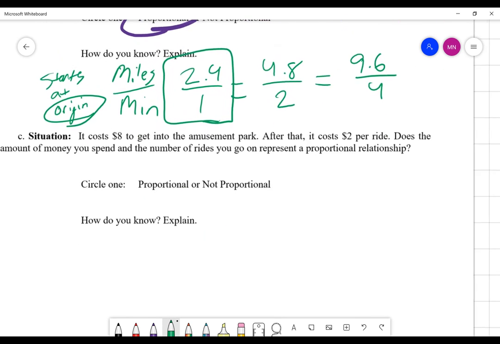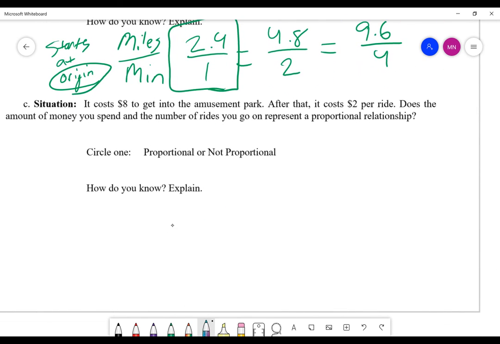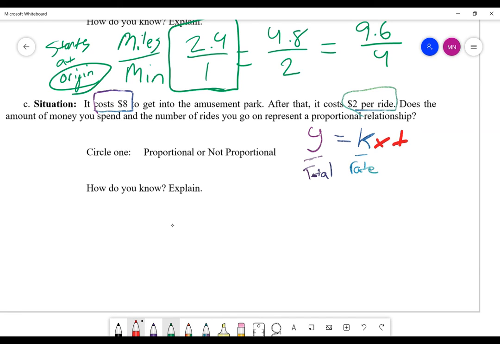All right, now we're looking at the third situation. It starts off by saying it costs $8 to get into the amusement park. After that, it costs $2 per ride. Well, if we wanted to set this up, we would do y, which would be our total, equals k, which is the cost per ride, our unit rate. And then we have how much we start with, which would be over here, $8.